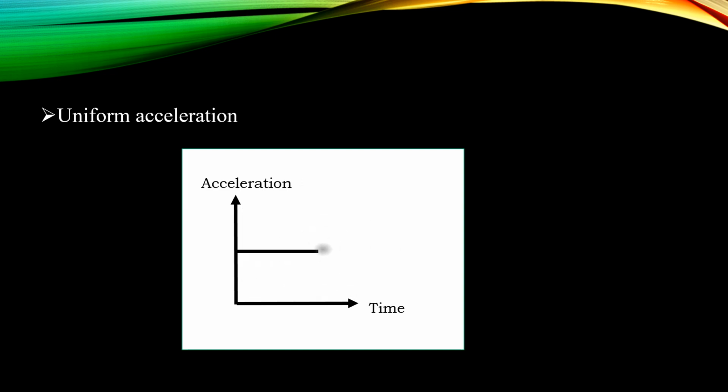Second one is uniform acceleration. It is shown as in this graph. Well, the gradient is 0.